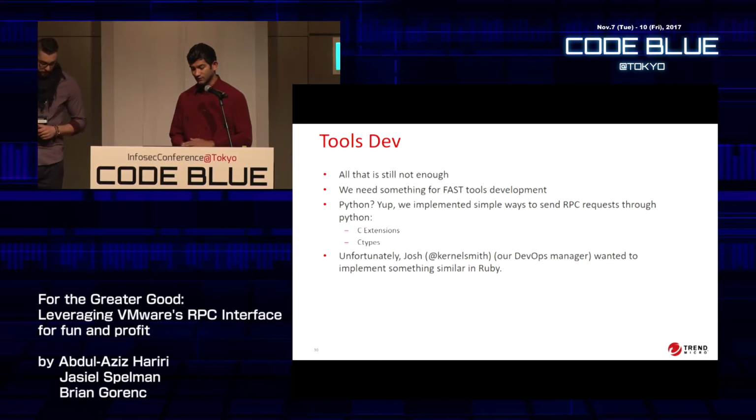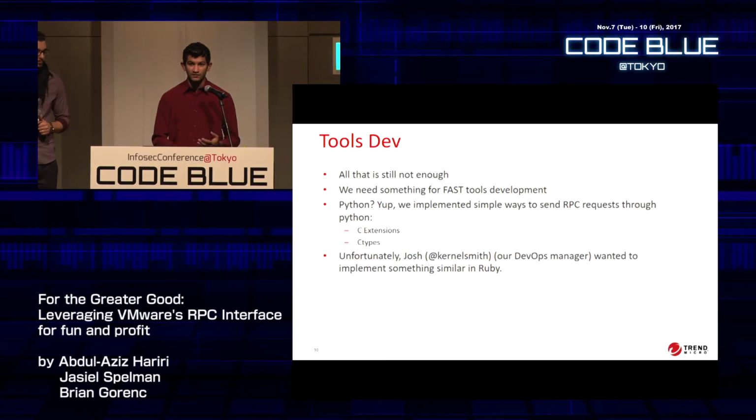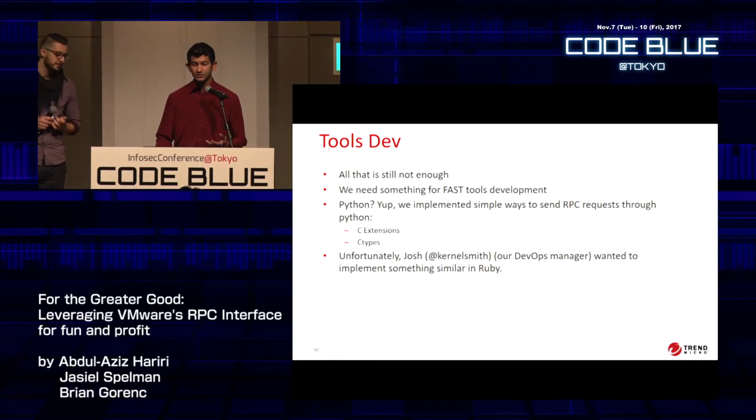So we started off, and we have two different methods of interacting with it from Python. The first is using C extensions, which I'll go over in a second, and ctypes, which is another thing I'll go over in a second. And then our DevOps manager, Josh, does not care for Python. He actually prefers Ruby. Unfortunately. He used to be a Metasploit developer, and so he implemented similar functionality, but in Ruby using Metasploit. And we actually talked about that and released it maybe a month and a half ago.